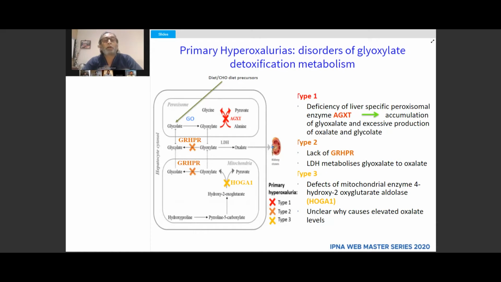So primary hyperoxaluria primarily occurs because of disorders of the glyoxylate detoxification mechanism. There are three types based on the enzyme. Type 1, which is more common, is because of low or decreased activity or misdirected activity of the liver-specific peroxisomal enzyme AGXT, alanine glyoxylate aminotransferase, leading to excessive accumulation of glyoxylate and excessive production of oxalate and glycolate. And lack of glyoxylate reductase again leads to excessive oxidation of glyoxylate to oxalate. And type 3 is associated with deficiency of the HOGA1 enzyme. We don't know why, it's still unclear why a deficiency of that enzyme causes elevated oxalate levels.